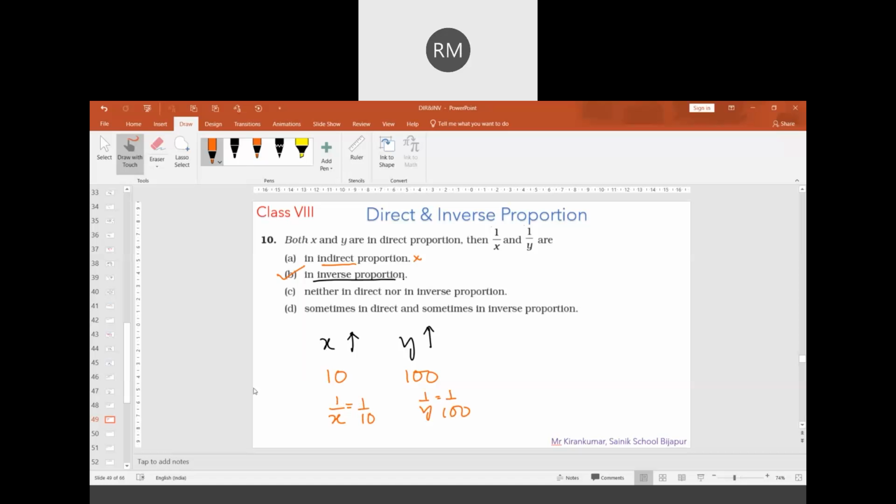Now, instead of 10, if I take 20 here, this becomes 1 by 20, and y is 200, so 1 by 200. You just tell the value. 1 by 10 is 0.1, and 1 by 20 is 0.05. 1 by 100 is 0.01, and 1 by 200 is 0.005.